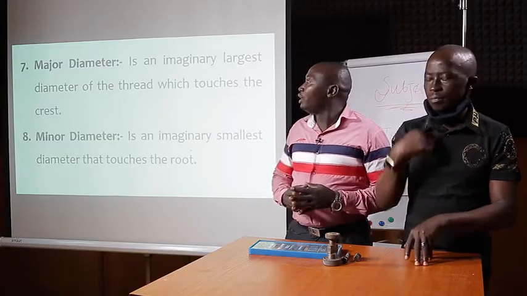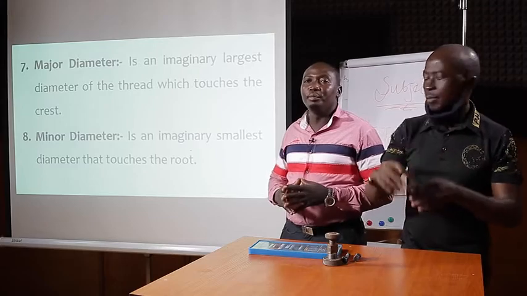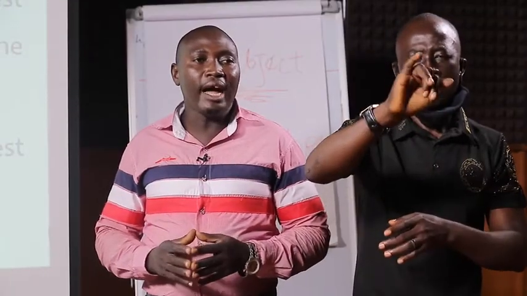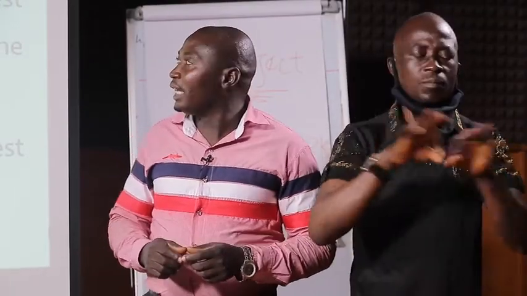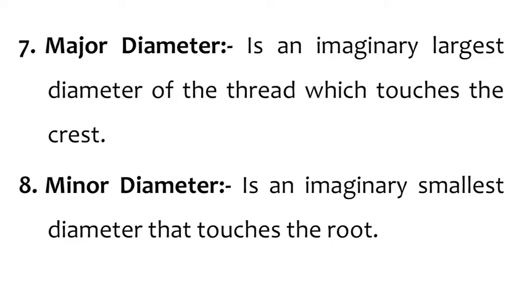We have what we call the major diameter, which is very, very important. Every thread has a major diameter, and the major diameter is an imaginary largest diameter of the thread which touches the crest. The last one is the minor diameter. And we say the minor diameter here is an imaginary smallest diameter that touches the root.